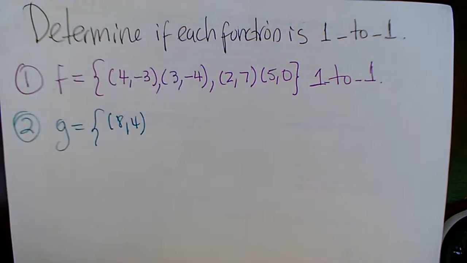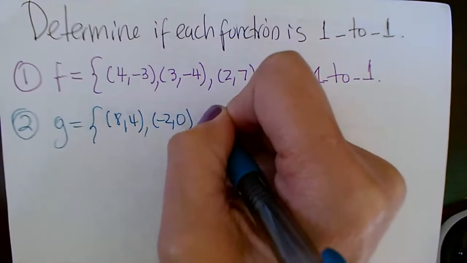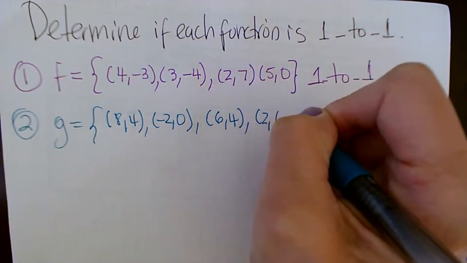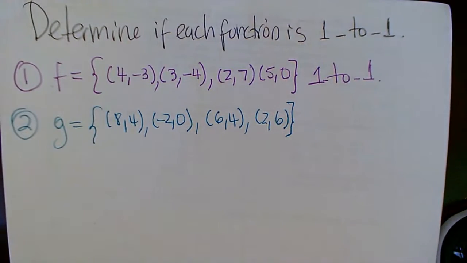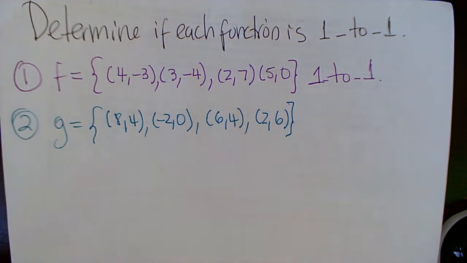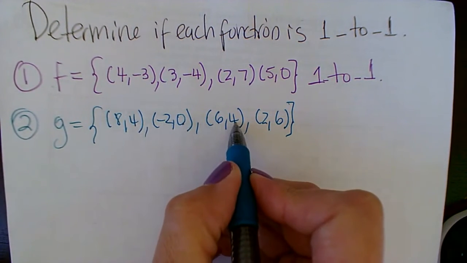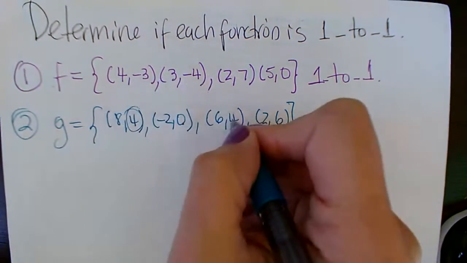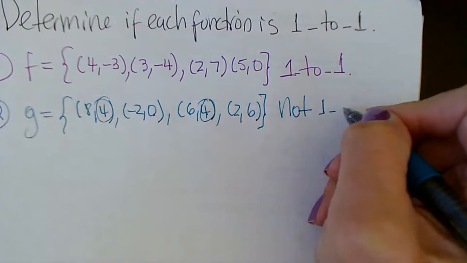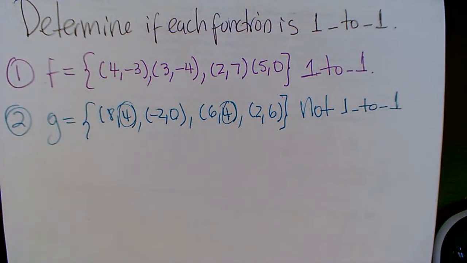Now, look at the second one. (8, 4), (-2, 0), (6, 4), and (2, 6). So let's check. 8, negative 2, 6, and 2. Okay. 4, 0, 4 again. There we go. Right away, not a one-to-one function.